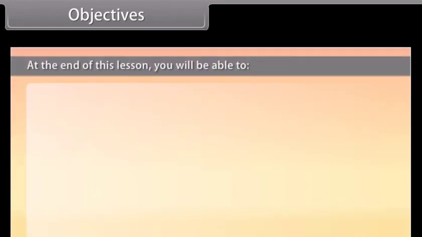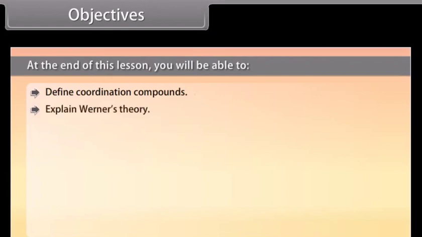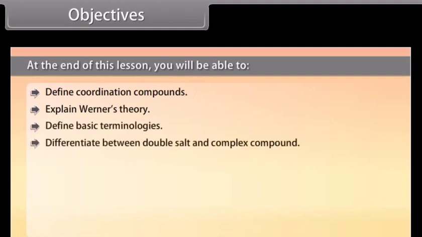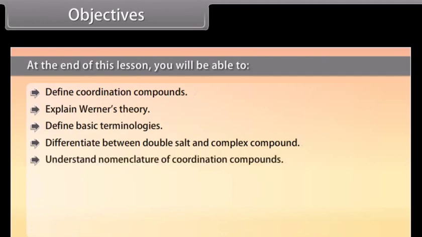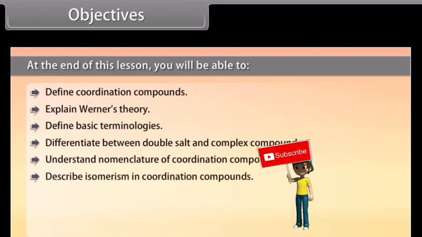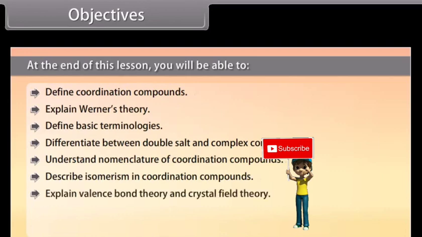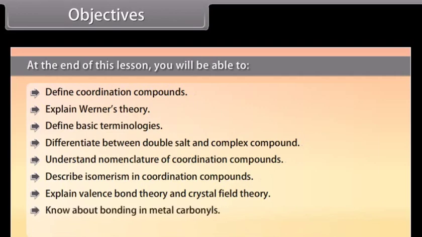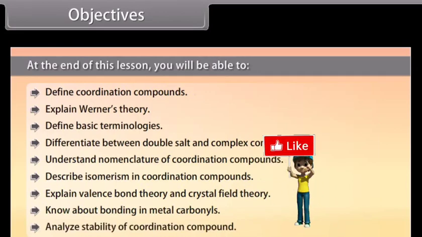Objectives. At the end of this lesson, you will be able to define coordination compounds, explain Werner's theory, define basic terminologies, differentiate between double salt and complex compound, understand nomenclature of coordination compounds, describe isomerism in coordination compounds, explain valence bond theory and crystal field theory, know about bonding in metal carbonyls, analyze stability of coordination compound.